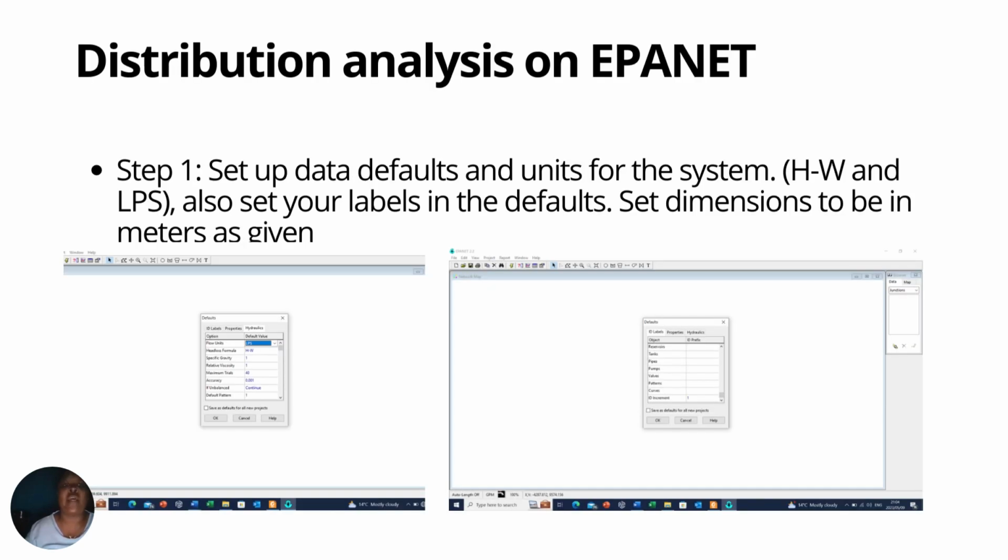Now, the following slides are just screenshots from the EPANET. Number one, you need to set up data, defaults, and units for the system using the Hazen-Williams equation and liters per second. Also set your labels in the default, and set dimensions to be in meters as given. These two screenshots are showing the first step.